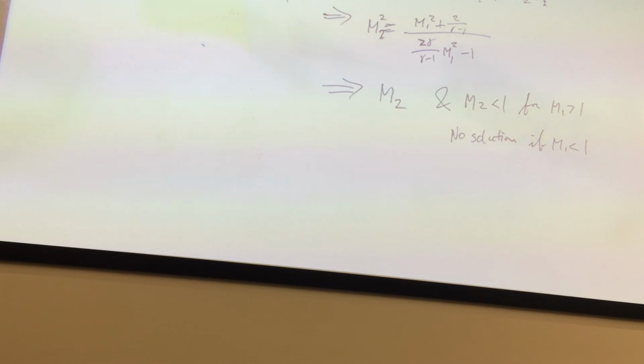You don't want to believe me, right? Or you very much like to believe me, that's fine, but it's different from you convincing yourself. Any spreadsheet software can do it, right? So you plug it in and say, hey, the only solution will be when M1 is greater than 1. And even in that case, your M2 has to be less than 1. So supersonic flow will become subsonic after a shock wave.